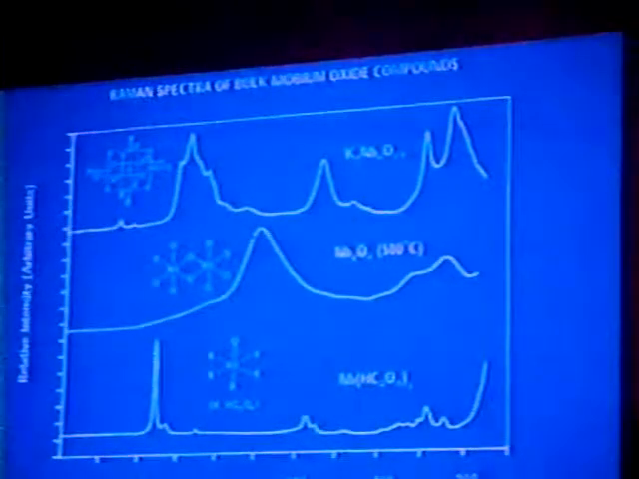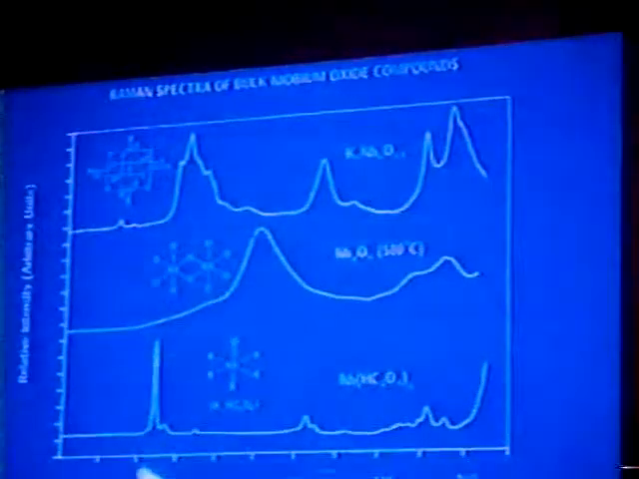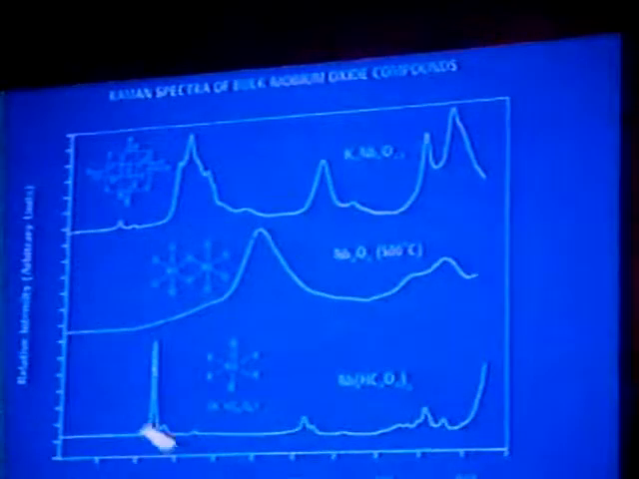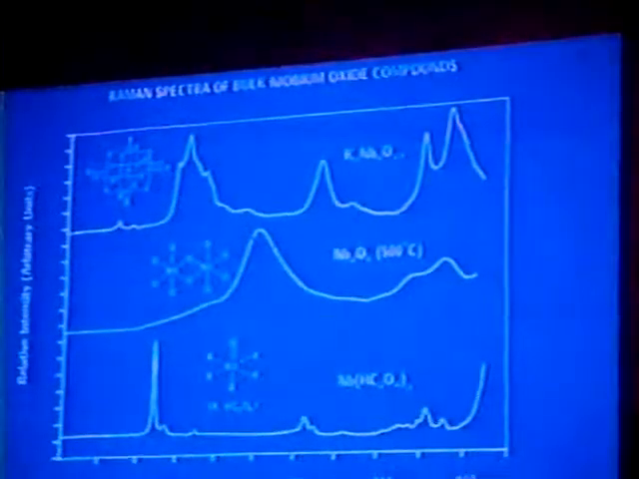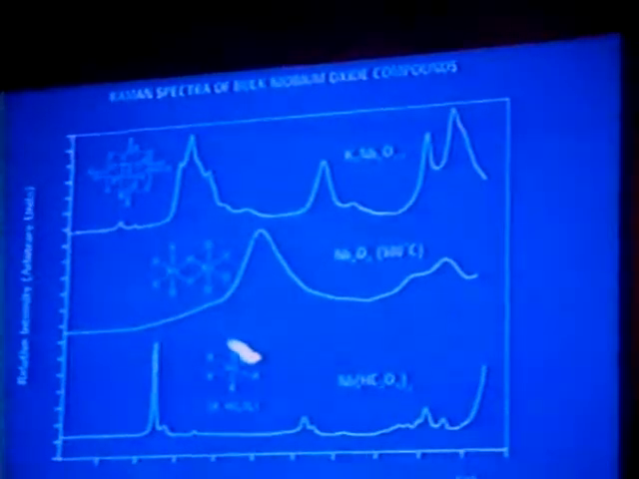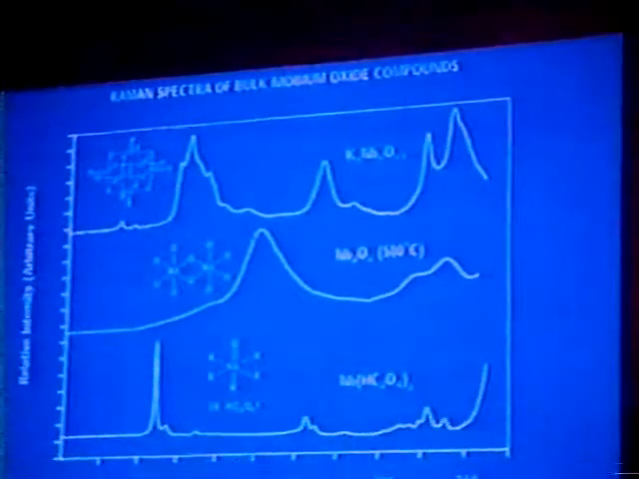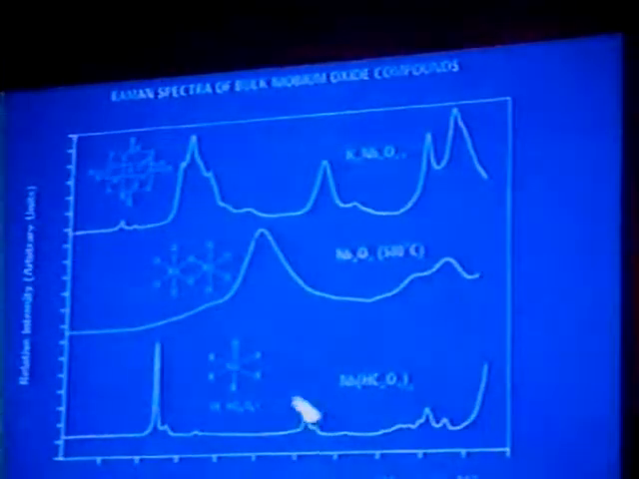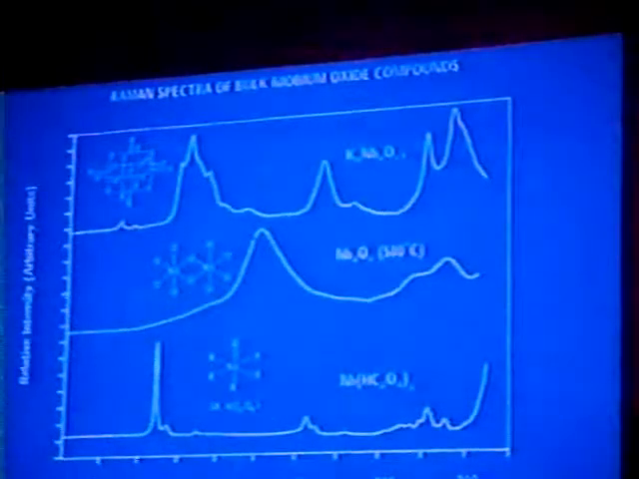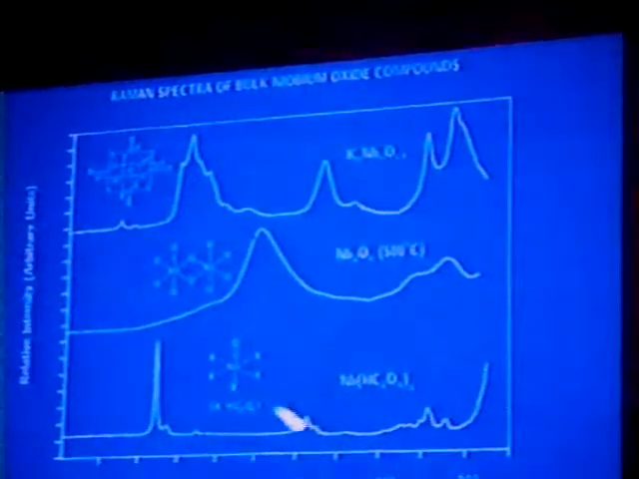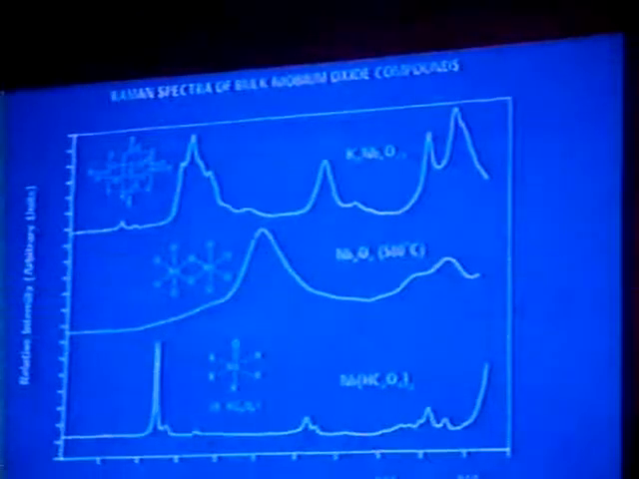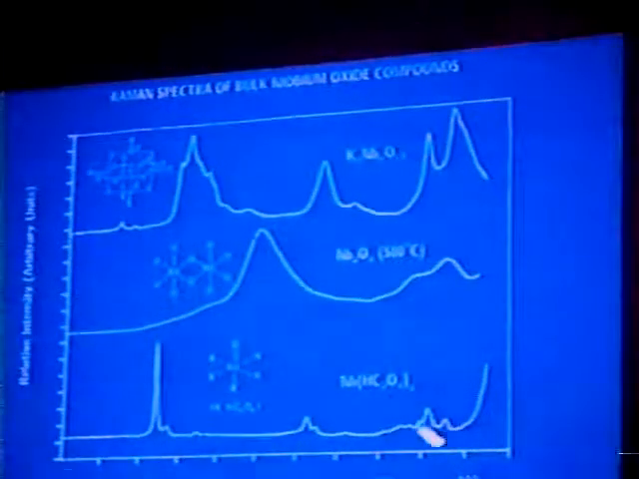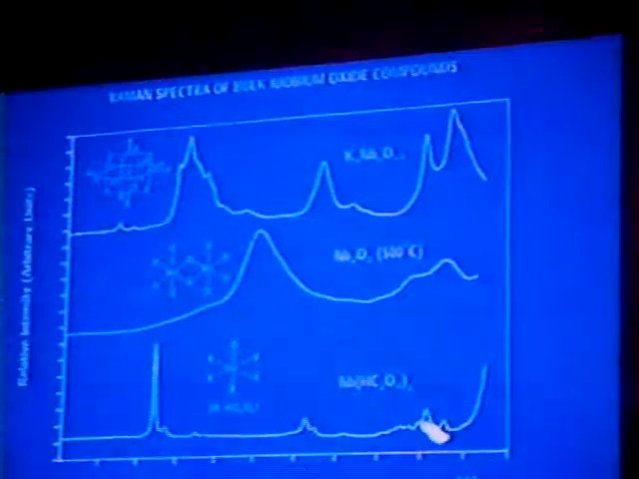As for our study material, niobium oxalate, there is a strong band at 950. So we know there is a terminal niobium-oxygen double bond in the structure. Also, there is a peak around 570. It is due to the fact that once the oxalate chelates to the niobium, it forms a bidentate structure. So it is due to the symmetric stretch of this bidentate structure. They also have a bending mode in the low wave number region.